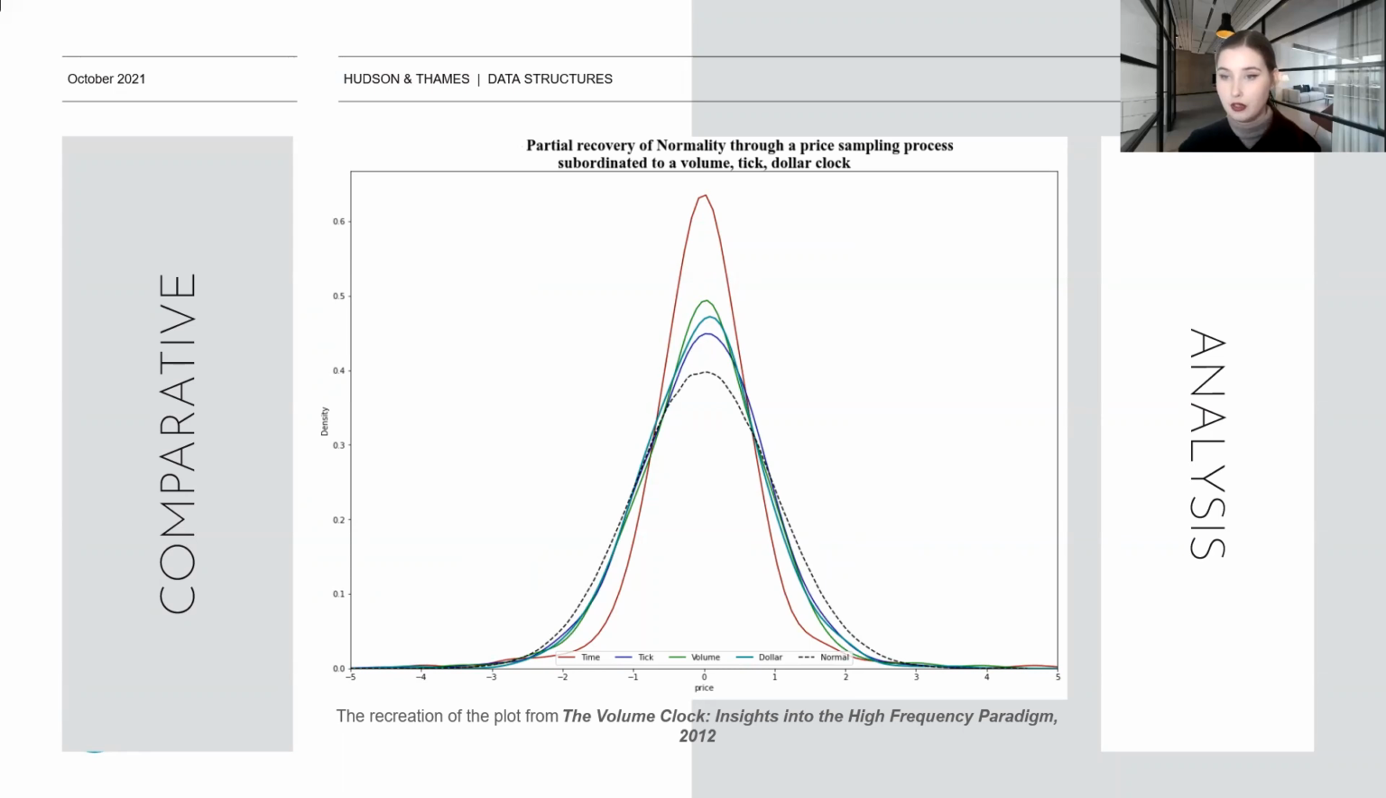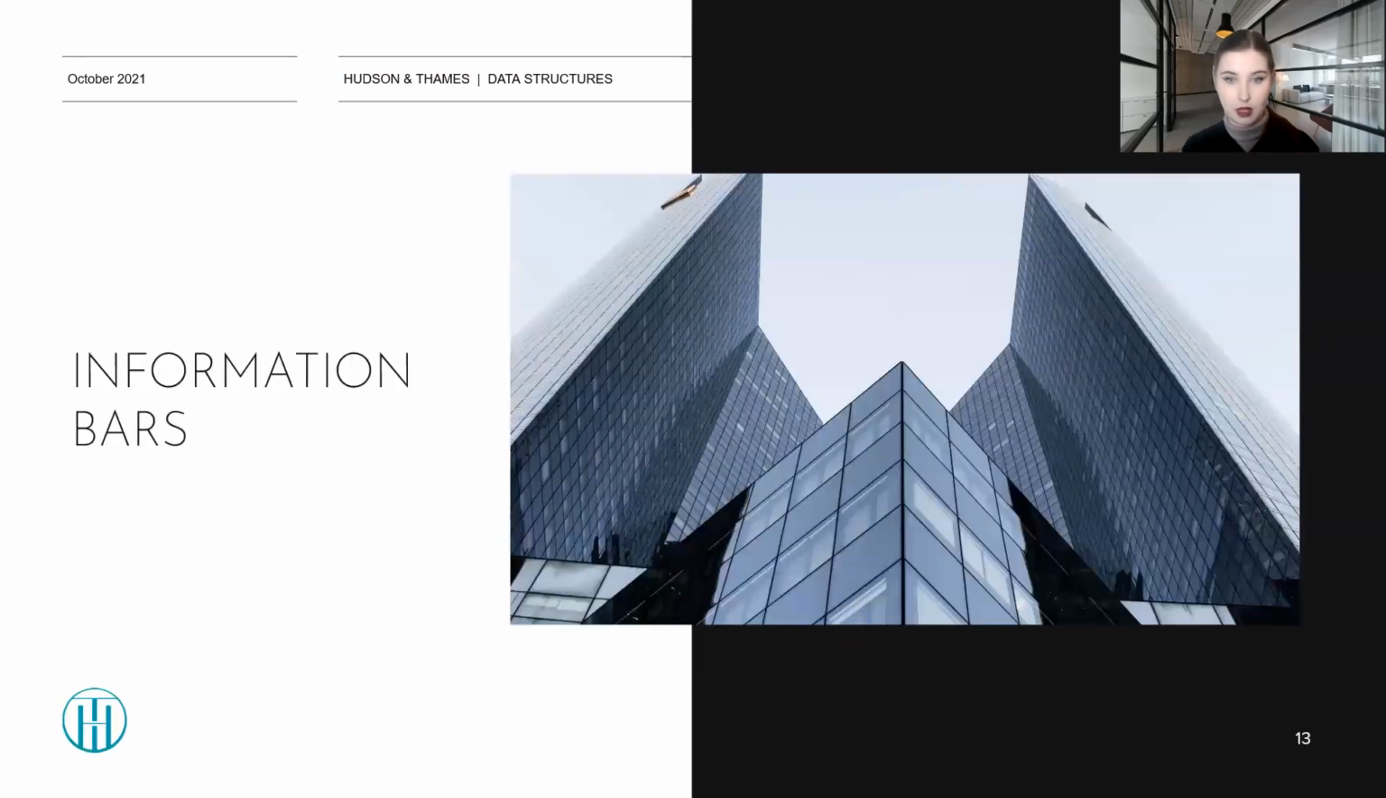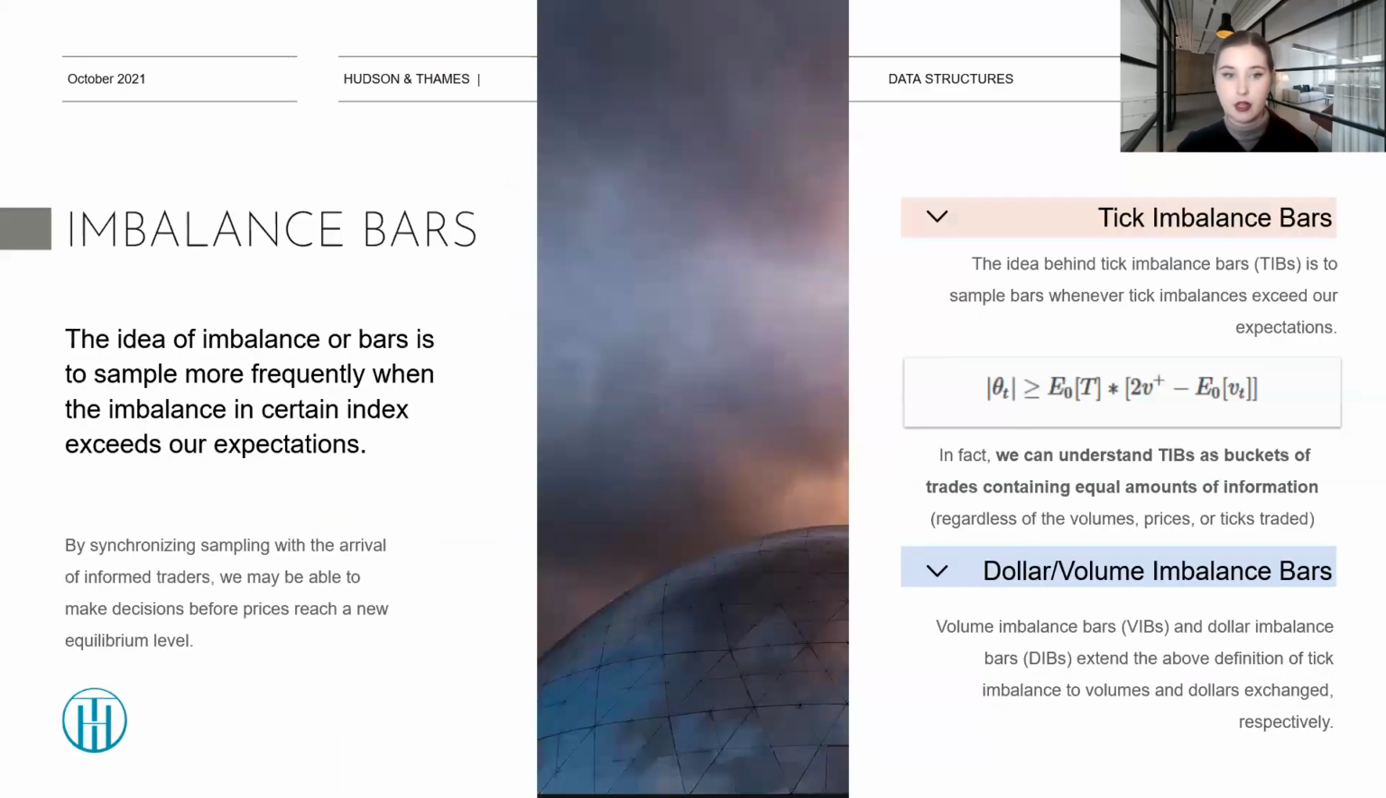So we finished with the standard bars, and right now we can move on to the information bars. Information bars is a more complex concept compared to the regular bars, but they're nothing too complicated. The imbalance bars are the first of the two we're going to be talking about. And the idea of the imbalance bars is to sample more frequently when the imbalance in certain index, tick, volume, or dollar exceeds our expectation. By synchronizing the sampling with the arrival of informed traders, we may be able to make decisions before prices reach a new equilibrium level. For example, let's talk about the tick imbalance bars.